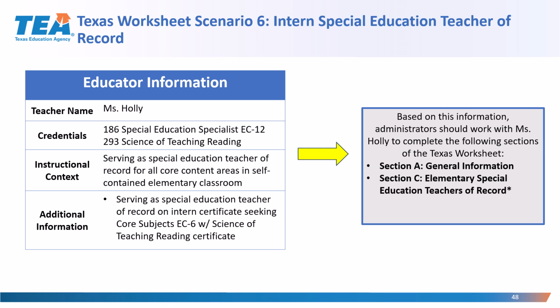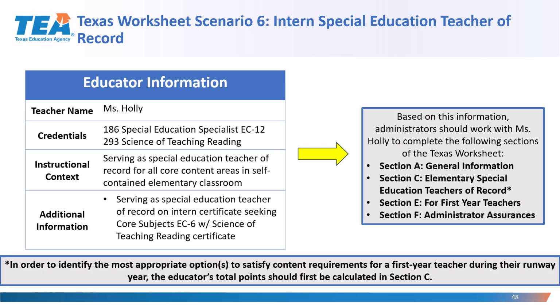General information, Section C for elementary special education teachers of record, and because this is Ms. Holly's first year providing instruction to students, Section E for first year teachers, as well as Section F, administrator assurances. As a reminder, in order to identify the most appropriate options to satisfy content requirements for a first year teacher during their runway year, the educator's total points should first be calculated within Section C.